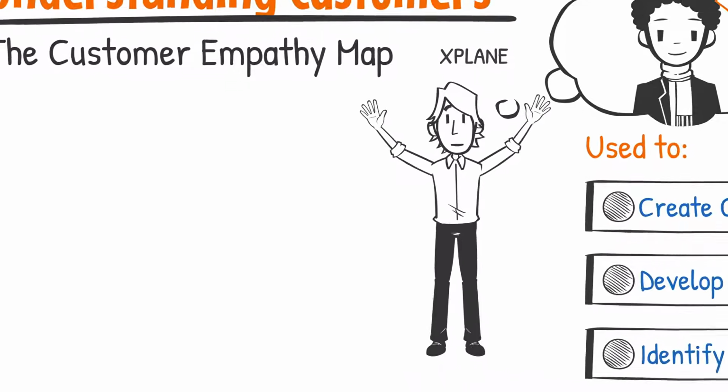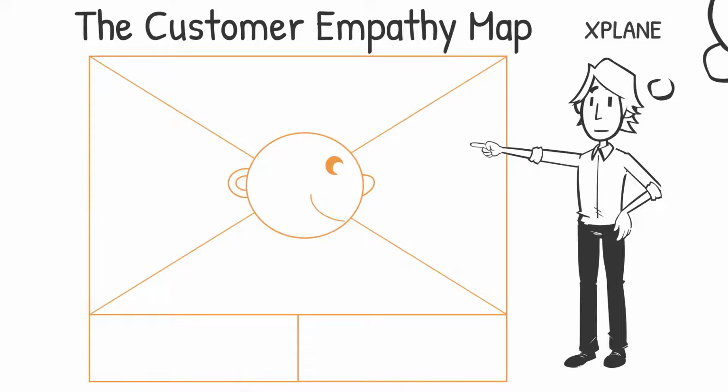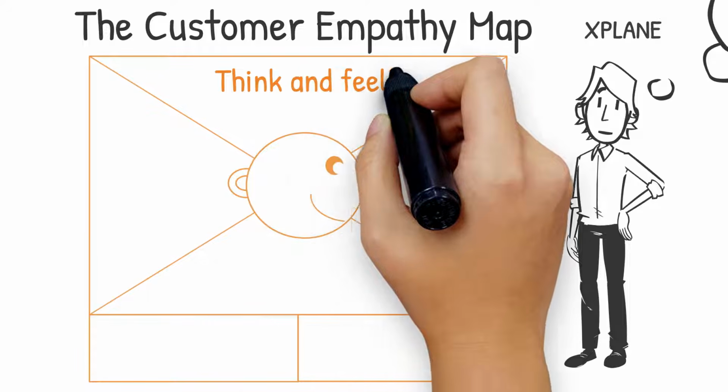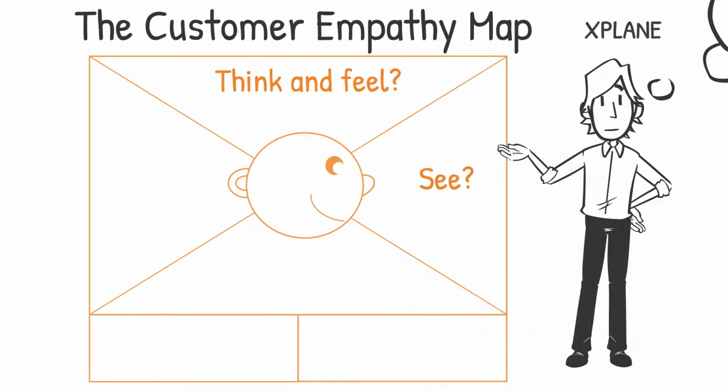The Customer Empathy Map allows us to empathize with our customers by considering the following aspects. How do they think and feel? What is really important to them? What might be their aspirations? What do they see? What do their friends have? What is their environment? And what marketing messages are they exposed to? What does their previous experience with us look like?